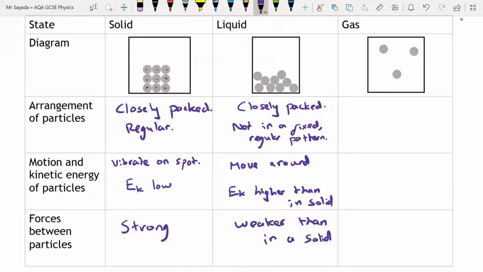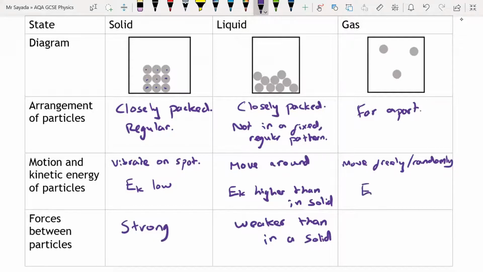And finally, in a gas, the arrangement of the particles, they're far apart. Their motion, we say that they move freely. So they move freely, and they also move randomly. That means that they have different speeds and directions. So each particle will be moving at its own speed in its own direction. Another particle might be moving slower or faster in a completely different direction.